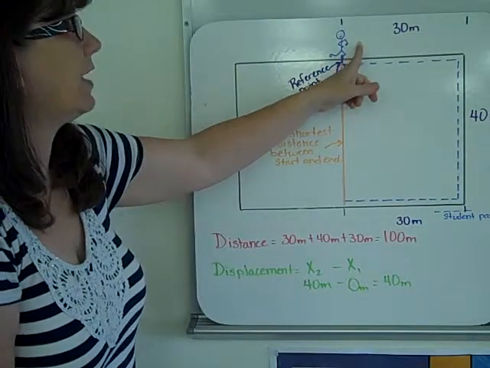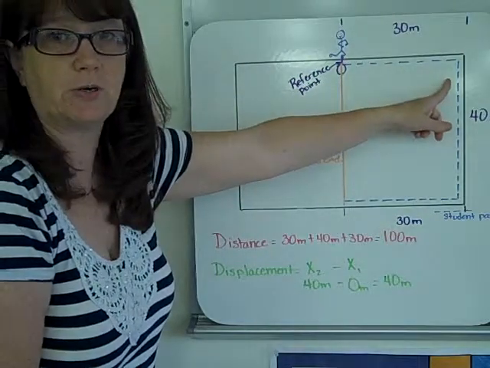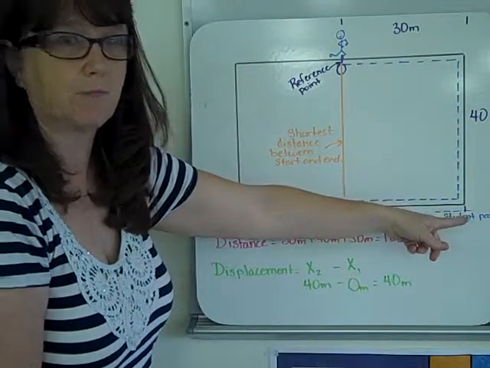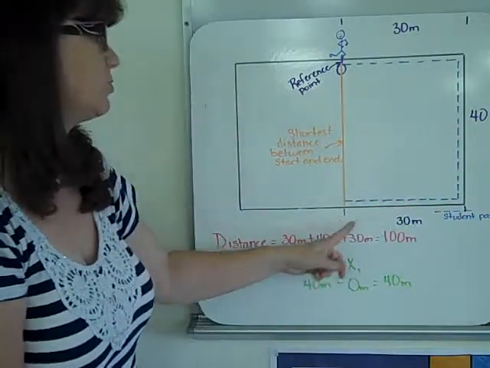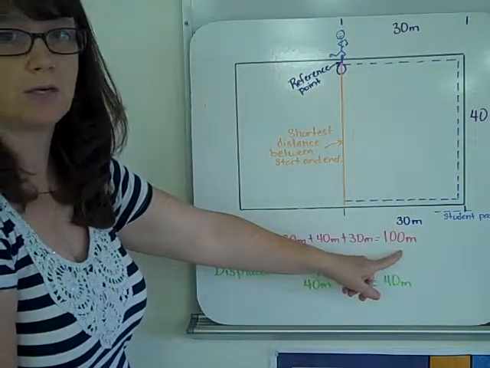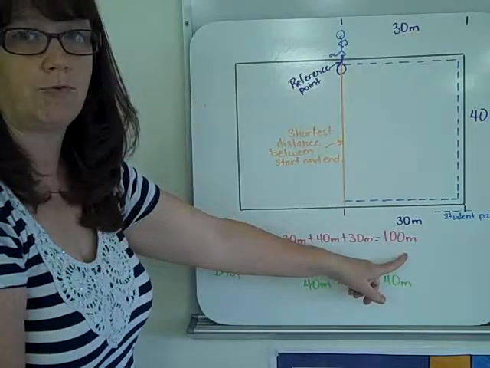The distance that he's traveled, we have him here starting at 0 going to the first corner, which is 30 meters. From this corner to the next corner, it's 40 meters. And then from this corner to this corner, it's 30 meters. So we can add those together and we get a total distance that our runner has traveled to get to here of 100 meters.